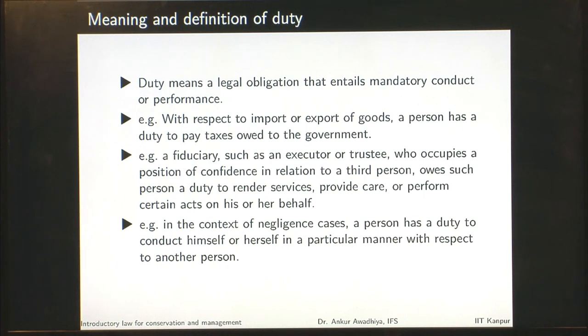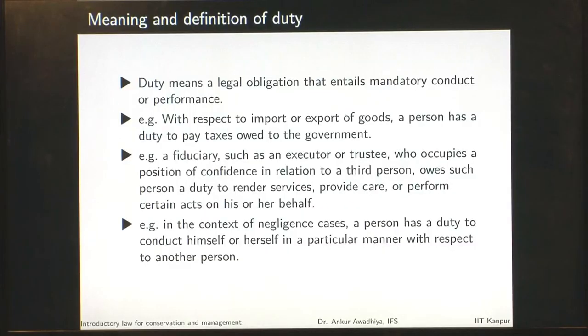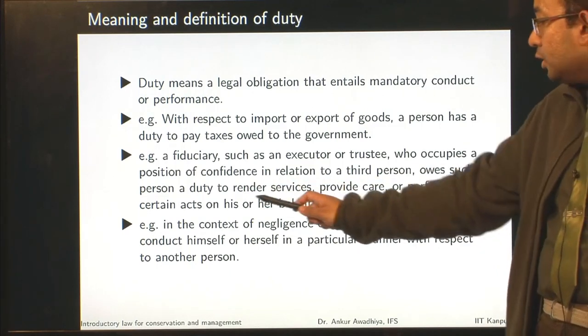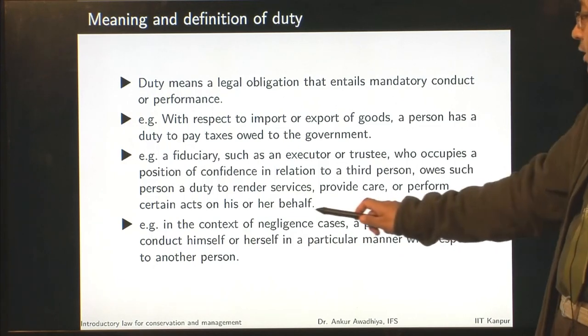If there is an executor of a will, then the executor has the duty to ensure that the will is correctly executed. So that is a duty because of this fiduciary relationship. You can also have a trust based relationship where you are obliged to do something. For example, if there is a minor child and the court appoints a trustee to take care of the rights of the child, then this trustee is duty bound to give prominence to the interests of the child. So that again is a duty. So a fiduciary who occupies a position of confidence in relation to a third person owes such person a duty to render services, provide care, or perform certain acts on his or her behalf.